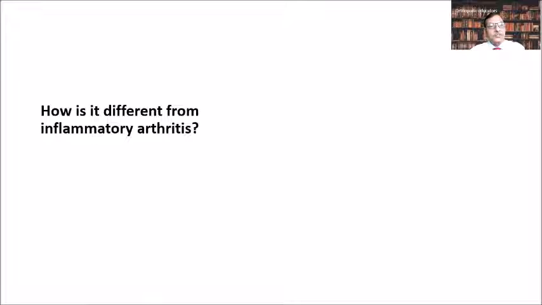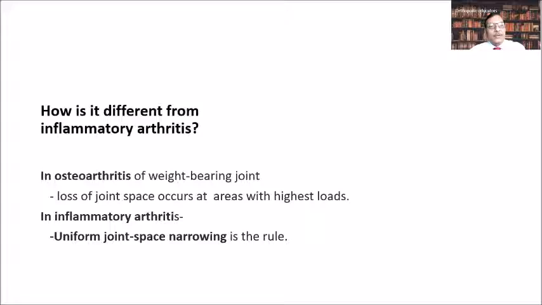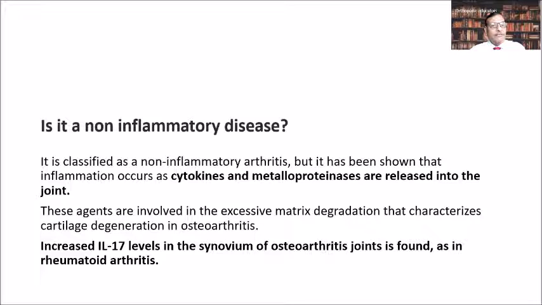Let us see how it is different from inflammatory arthritis. In osteoarthritis of the weight-bearing joint, the loss of the joint space usually occurs in the areas with the highest loads, whereas in inflammatory arthritis, there is uniform joint space narrowing. Is it a non-inflammatory disease? Usually it is classified as a non-inflammatory arthritis, but the evidence shows that it is not a truly non-inflammatory disease.